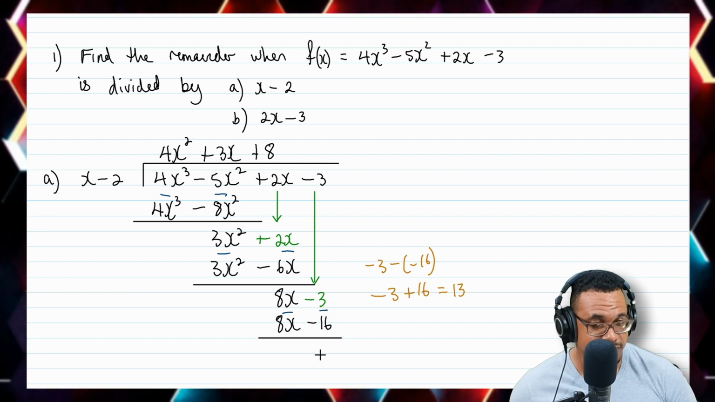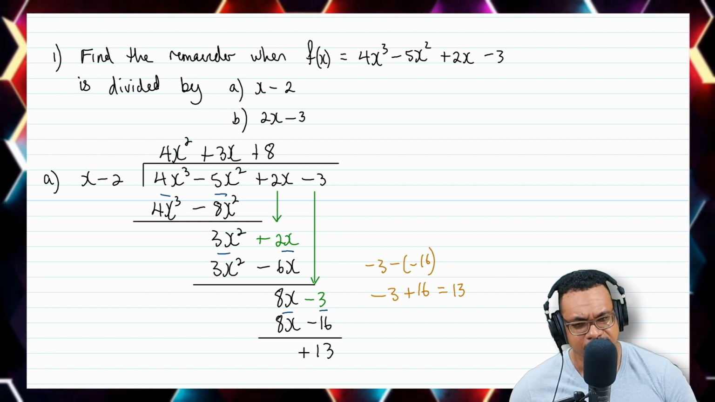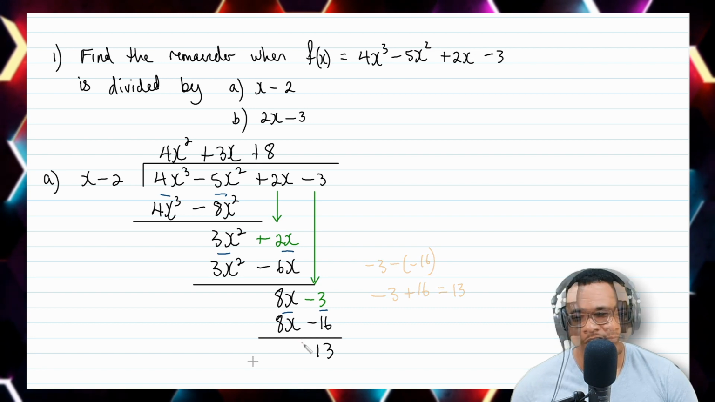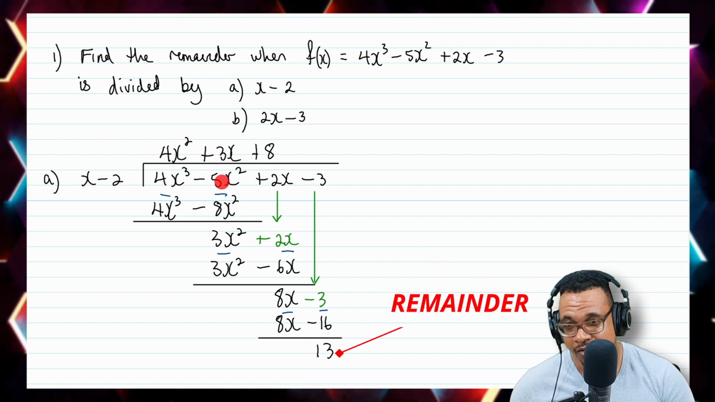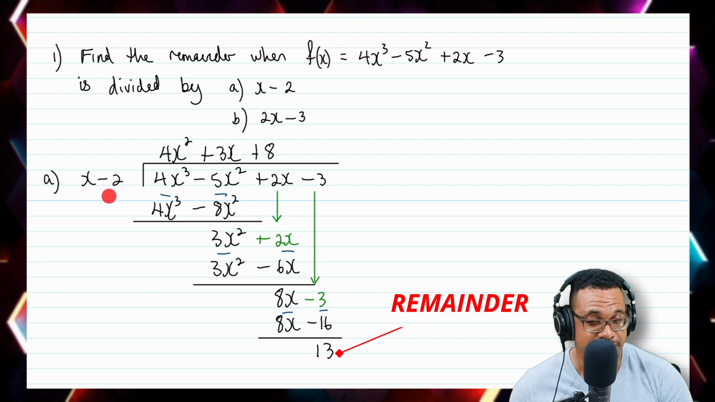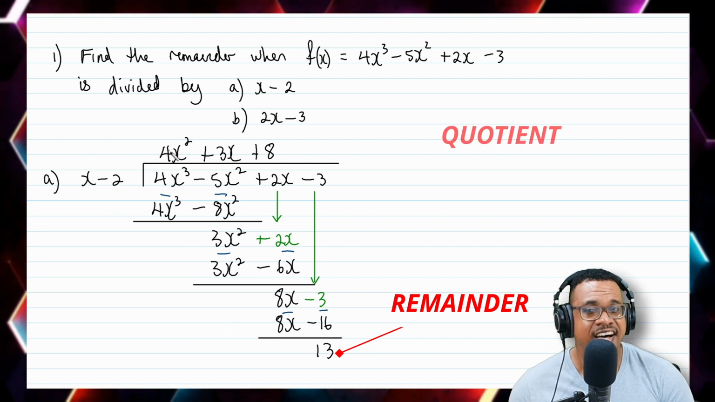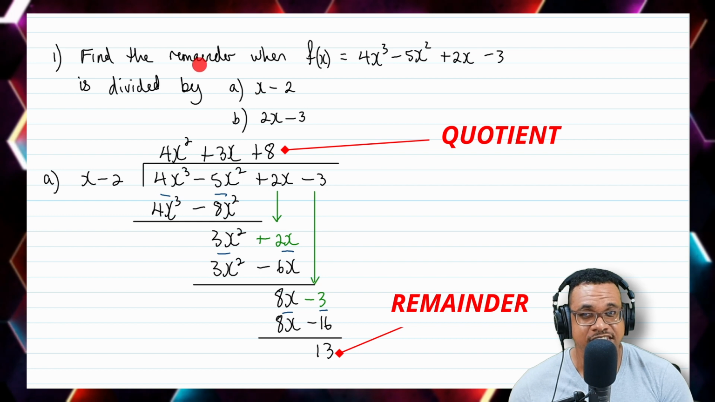And since it's the only thing, we just write 13. I thought to put a positive sign in front of it. So this 13 will be our remainder when we divide our polynomial by this linear expression. Now this question didn't ask for the quotient. They just wanted the remainder.